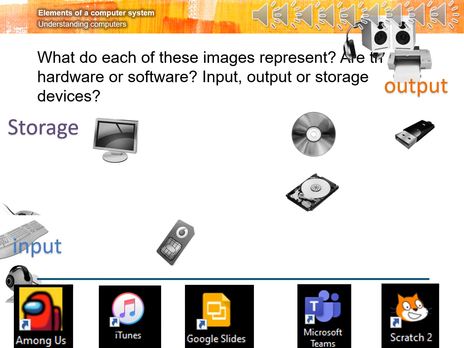You can see there is a CD here. We store data and music on CDs. That makes it a storage device. We also have a USB stick on the right hand side, and this again is a storage device and it stores data in a slightly different way.